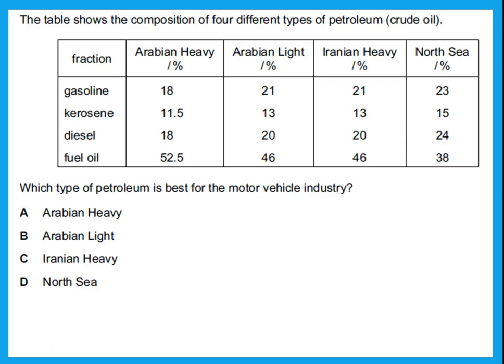The table shows the composition of 4 different types of petroleum, and he's saying which type of petroleum is best for motor vehicle industry. Well, the motor vehicle industry wants the fuel that is used for cars. Gasoline is used as a fuel for cars. So the best of these would be the one that has the bigger percentage of gasoline. Which of these has a bigger percentage of gasoline? The North Sea, so that's my answer.